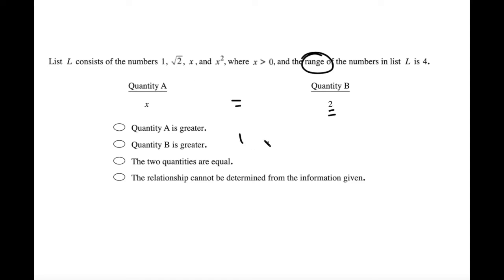I get 1, square root of 2. This is in ascending order. 2, and 2 squared is 4, right? Is this possible? Does this fit the restrictions of the problem? No, it doesn't. Why not? Because I know that the range has to be 4. But here, the difference between the largest and the smallest number is only 3.